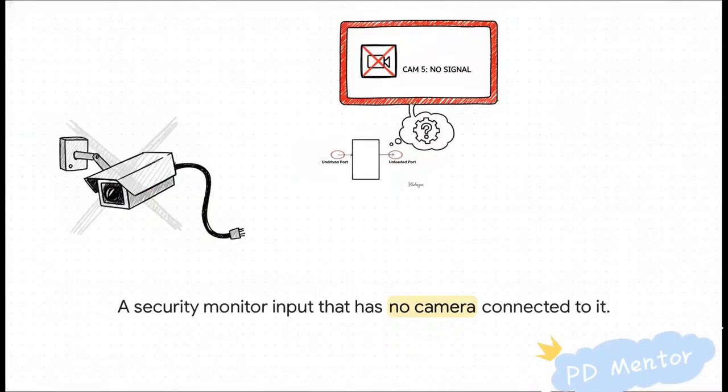It's like having an input jack for security camera 5 on your main security monitor, but you never actually installed or connected a 5th camera. The port is there, but it's not getting any signal and it's not serving any purpose. Sanity checks flag this just to make sure it was on purpose and not a mistake.